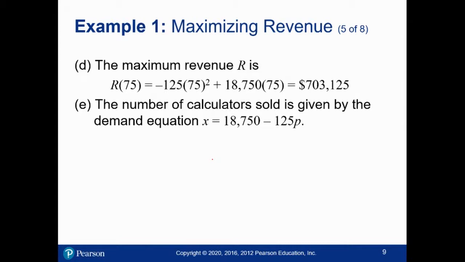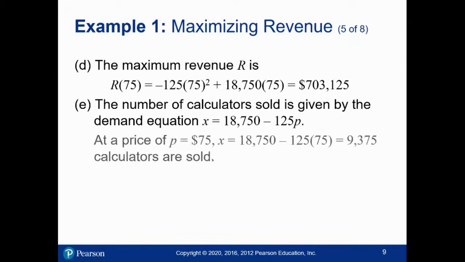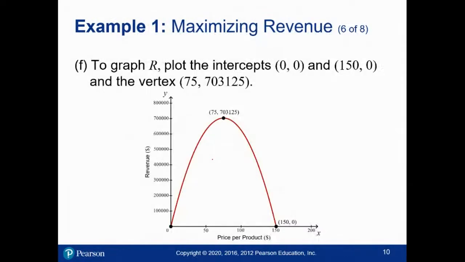The next part asked what prices will give us revenue over a certain amount. Oh, sorry, the next part said at that price, how many are sold? So the demand function was 18,750 minus 125p. So if I plug in $75, we get 9,375 calculators sold. So here is the plot, and there is its vertex.